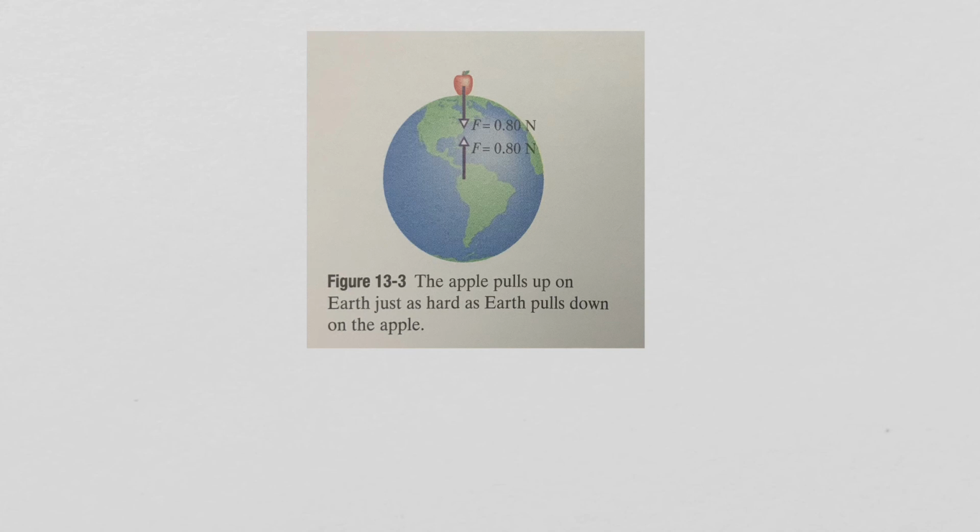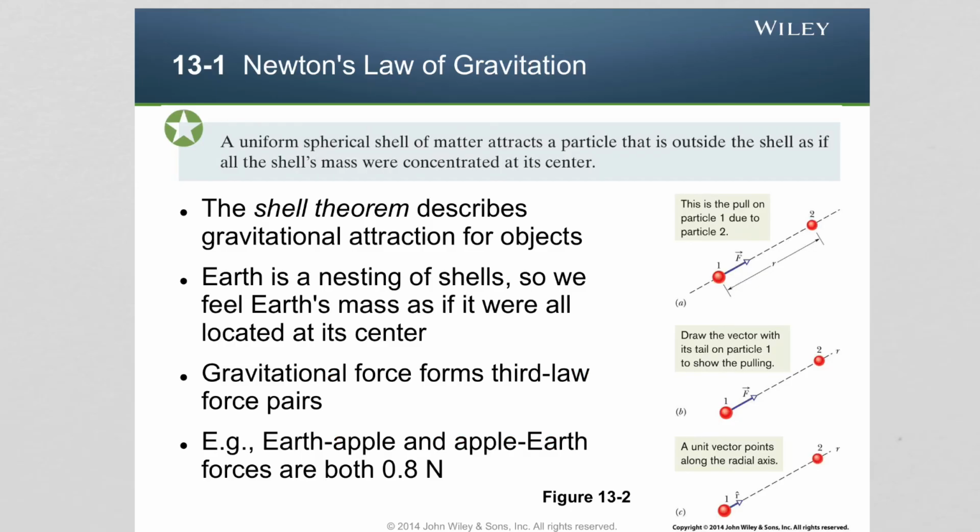But how about the previously mentioned example of the apple and Earth? From the point of view of the apple, the broad and level Earth stretching out to the horizon beneath the apple certainly doesn't look like a particle. However, Newton was able to solve the apple-Earth problem with the shell theorem. The shell theorem states that a uniform spherical shell of matter attracts a particle that is outside the shell as if all the shell's mass were concentrated at its center.